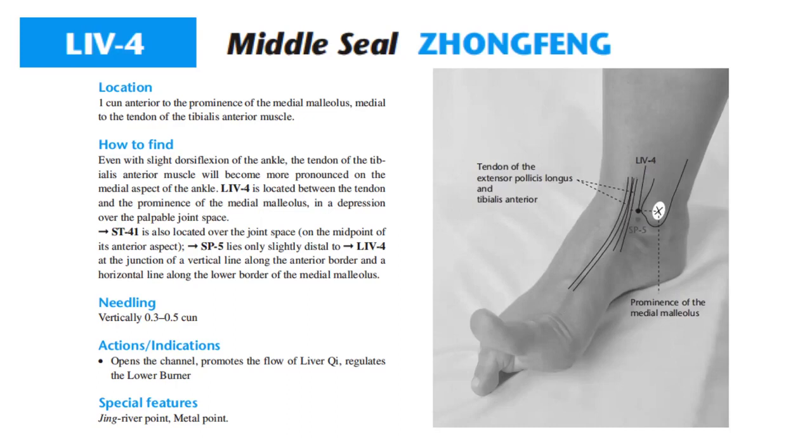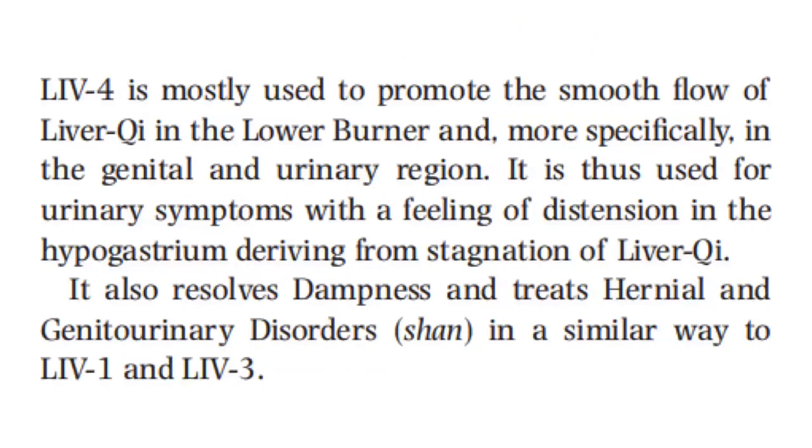Actions and indications: opens the channel, promotes the flow of liver qi, regulates the lower burner. Special features: Jing-River point, metal point. Liver 4 is mostly used to promote the smooth flow of liver qi in the lower burner, and more specifically in the genital and urinary region. It is thus used for urinary symptoms with a feeling of distension in the hypogastrium, deriving from stagnation of liver qi. It also resolves dampness and treats hernial and genitourinary disorders in a similar way to Liver 1 and Liver 3.